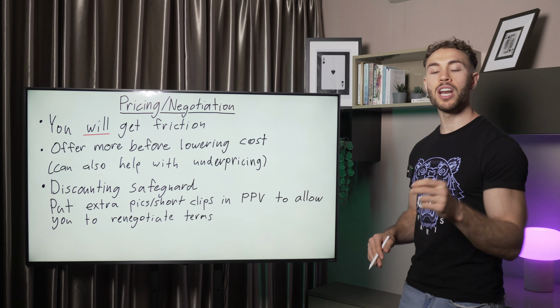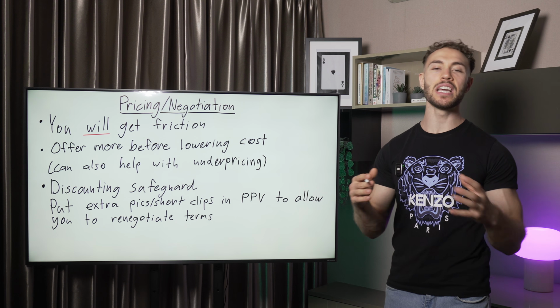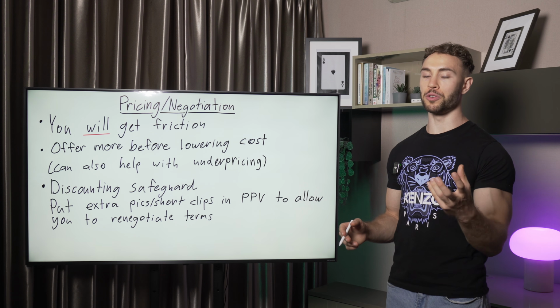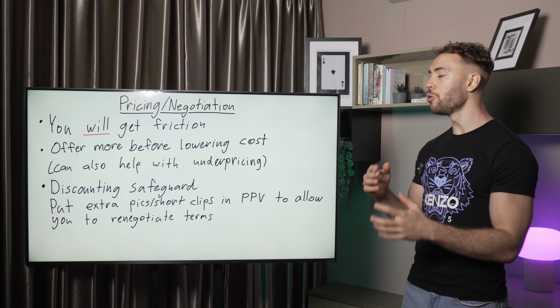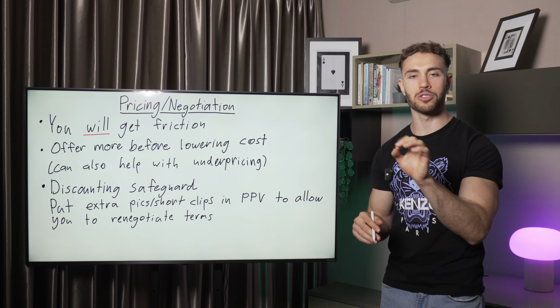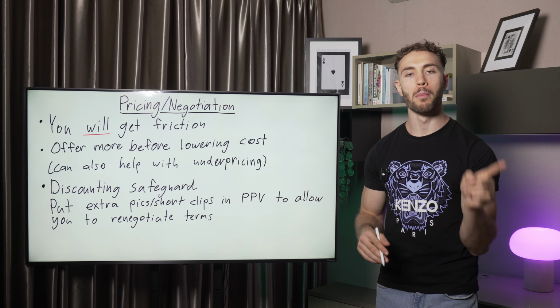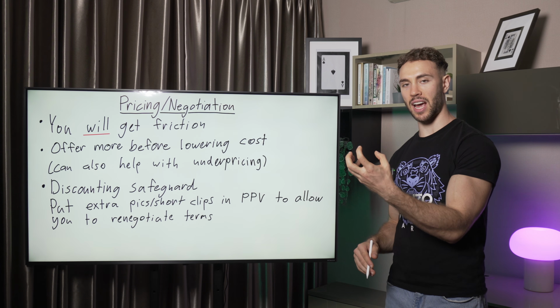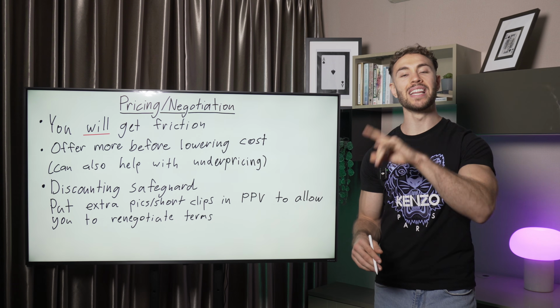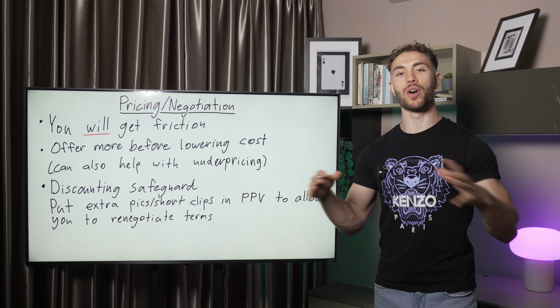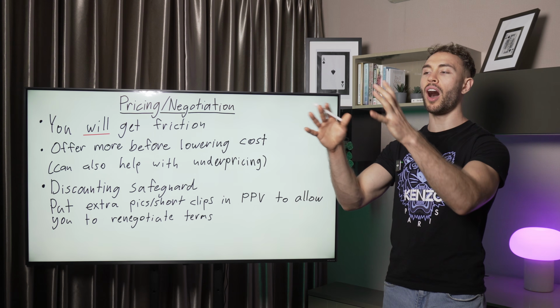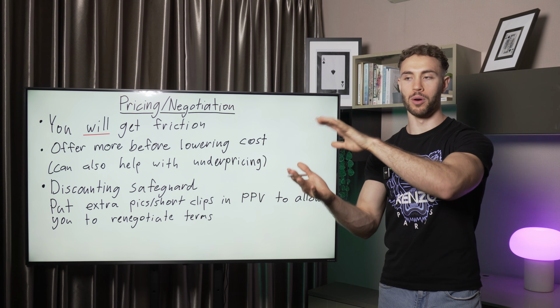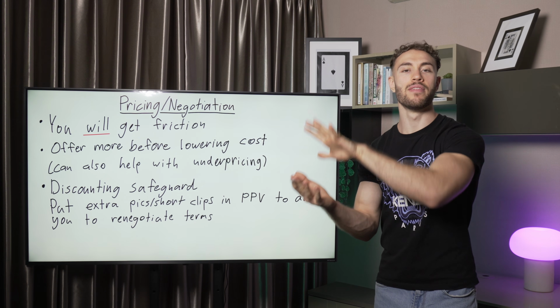Now sure, there are going to be times where discounting is the only option. But if you're going to do that, a good precaution is to put a few extra pictures or short clips in the pay-per-view by default. The reason that you do that is that if they ask for a discount, you can take that stuff out and then drop the price. So you've now renegotiated. You've gone, you can't have what I sent here for less, but if I take this out, then it makes sense.